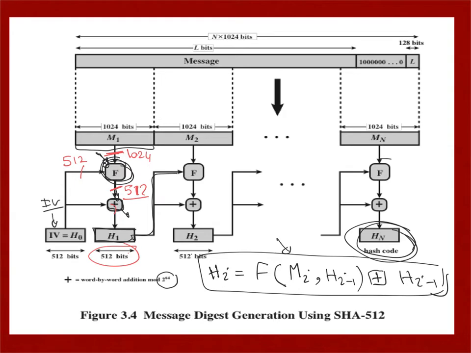The initial value, is it random? The initial value is arbitrarily chosen, based on a random number generator usually. So usually they use random number or pseudo random number generators to generate these IV values. We'll talk about this as part of the protocols.